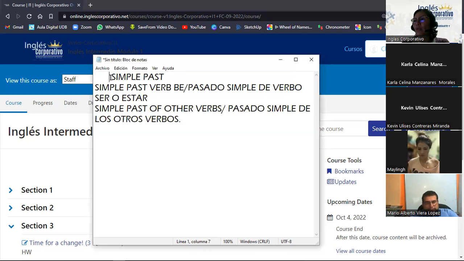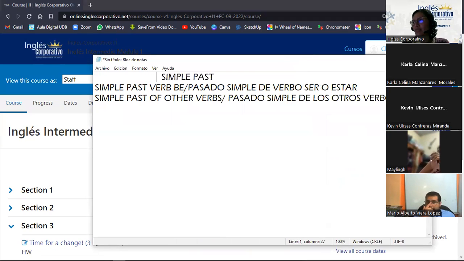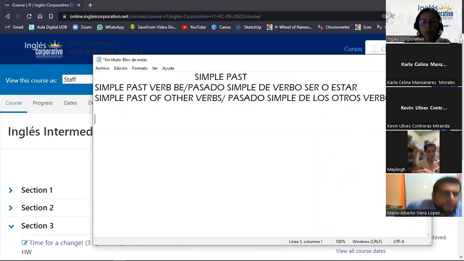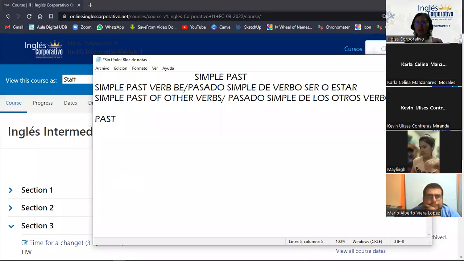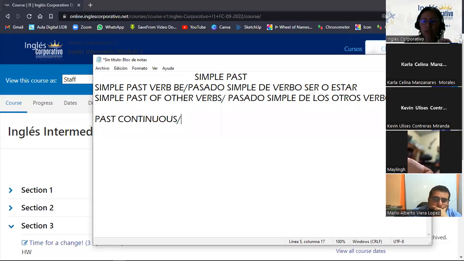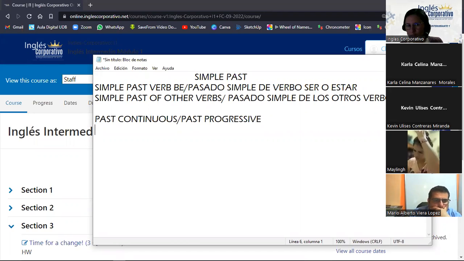Y luego hay una combinación entre estos dos. It's not a combination just because, right? It's just something that we need to know. And then there is something that we call past, but always under this umbrella. We have past and we call it past continuous, or past progressive. So with past continuous and past progressive, we will have a combination of two different things, okay? And obviously, this is not the topic, by the way, no es el tema, por cierto. I'm just trying to picture everything. And then we have past continuous or past progressive, right?